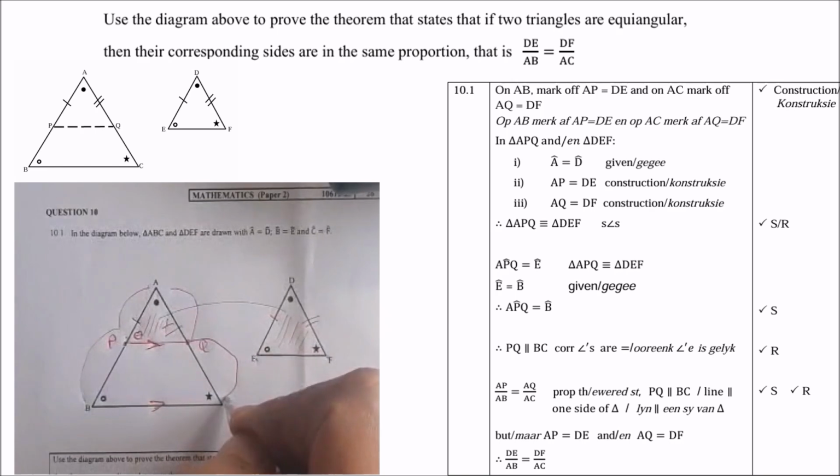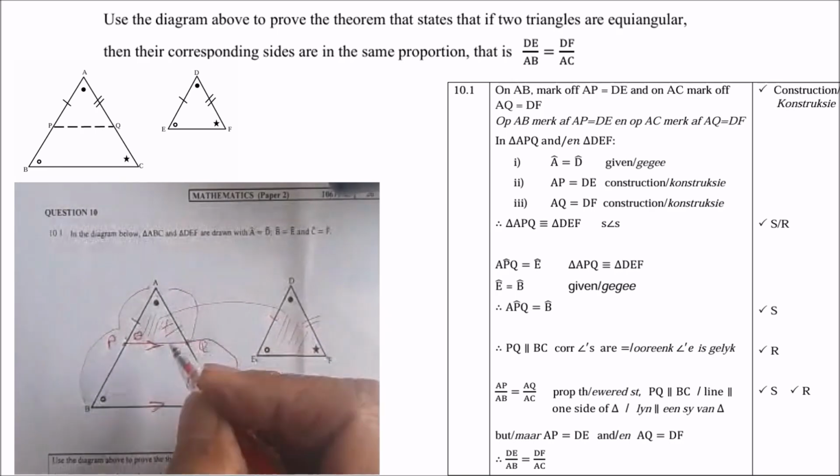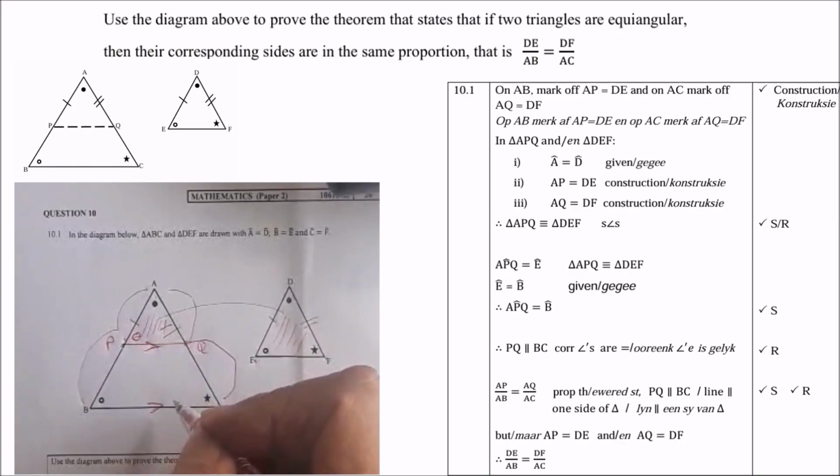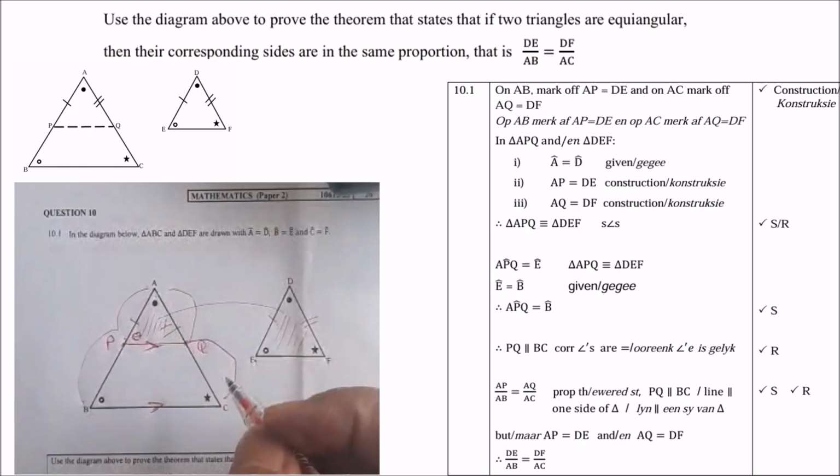But AP and DE are equal, right, and AQ and DF are equal. So therefore, we can say that DE over AB is equal to DF over AC.